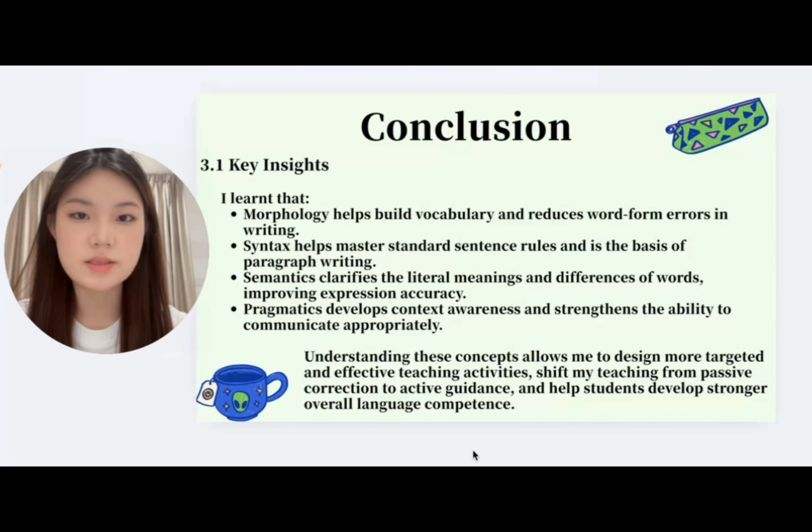Understanding these concepts allows me to design more targeted and effective teaching activities, shift my teaching from passive correction to active guidance, and help students develop stronger overall language competence.